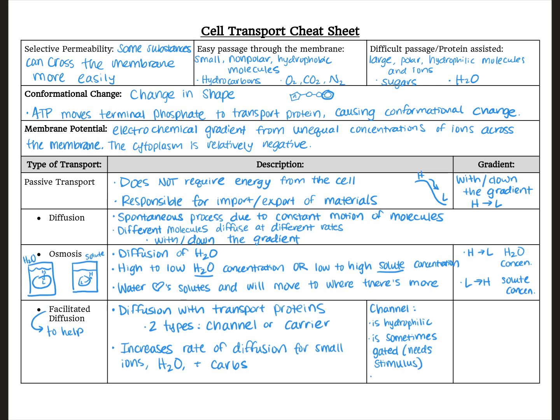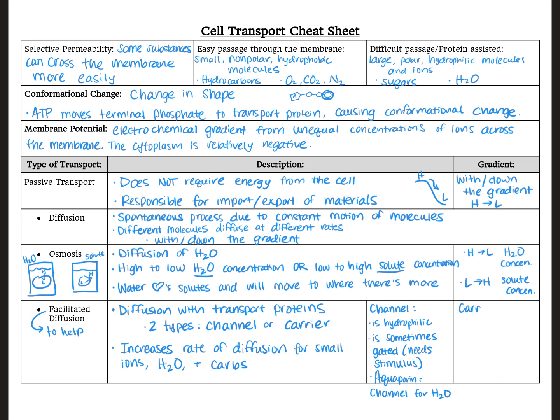One of the most important types of channel proteins is an aquaporin, which is a channel for water. So when water needs help moving across the membrane, because it can diffuse through the membrane, it just takes a really long time. So sometimes the cell may need more water in or out, and so it may use a channel protein in order to help move water more quickly. So it'll increase the rate of diffusion.